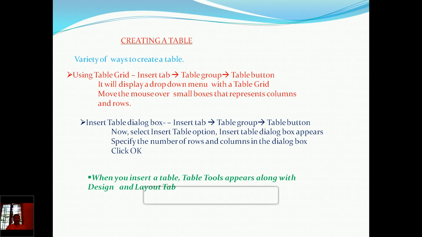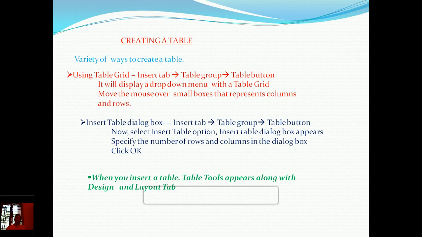When you insert a table, Table Tools appear along with the Design and Layout tabs. As we insert a table in our Microsoft Word document, Table Tools appear on the ribbon. Other than the existing tabs, Table Tools has two tabs: the Design tab and the Layout tab. The Design tab is for changing the design of the table, for alignment and everything.